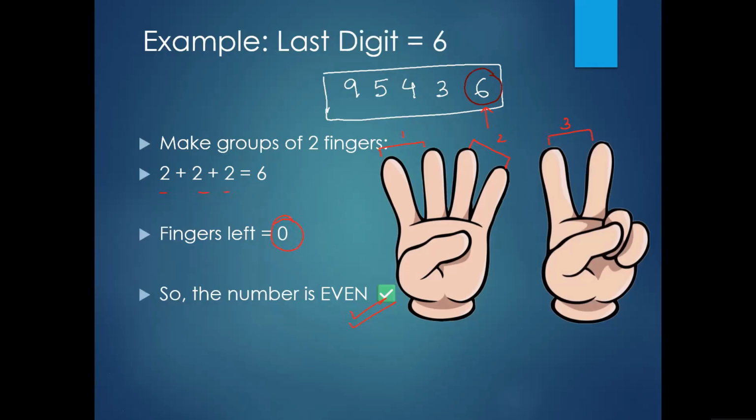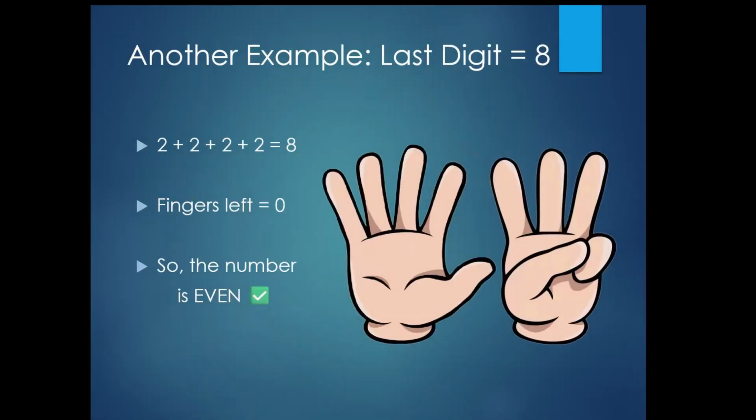Let us take another example. If I have a number with the last digit as 8, let us write down an example: 39548. Now here it is a 5-digit number. Now we need to find whether it is an even number or not. Look at the last digit, 8. Open 8 fingers, make groups of 2.